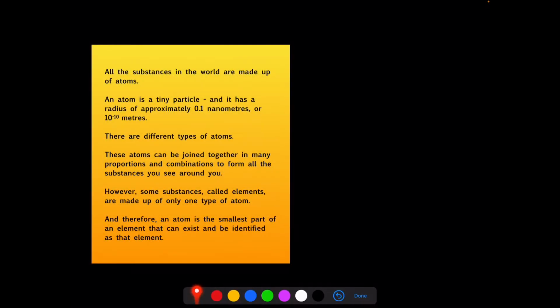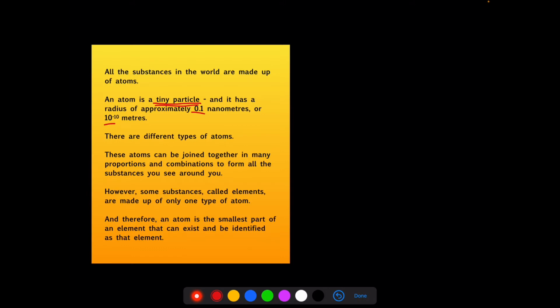Number one, all the substances in the world are made up of atoms. They're all made up of something called an atom. So what is an atom? An atom is just a tiny particle. That's literally what we mean by an atom. It has a radius of approximately 0.1 nanometers, and that is 10 to the power of minus 10 meters.